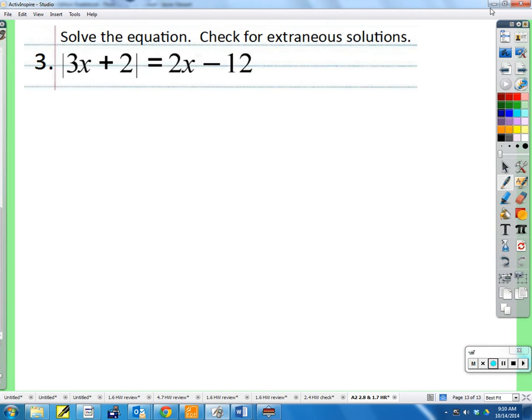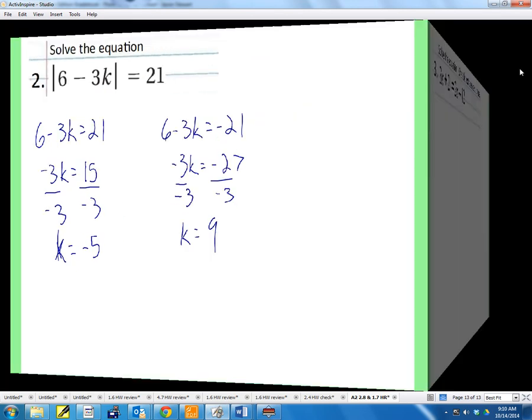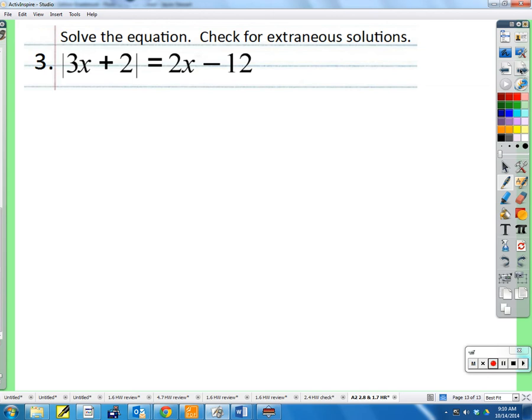The process is going to be very similar between this and this, but at the end we're going to have to do what with this? Check the solution. How did you know we're supposed to check solutions? Because there's an x on both sides. There's x on the non-absolute value side.